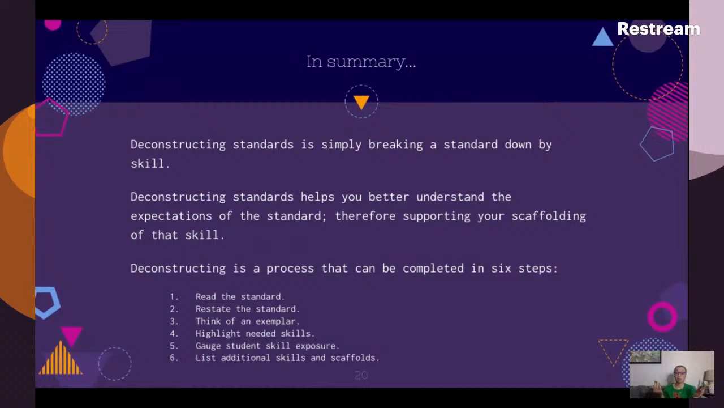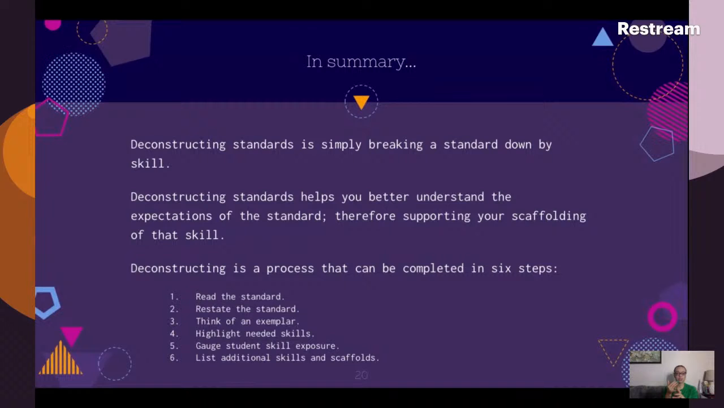Think about what an exemplar looks like, because again, now you get an idea. Okay, this is what they say. This is what I think they mean. This is what I think an exemplar would look like. And now you're going to start getting a better idea of the skills that will be needed in order to get to that exemplar completed. Then you can go back to the standard, and you highlight your skills.